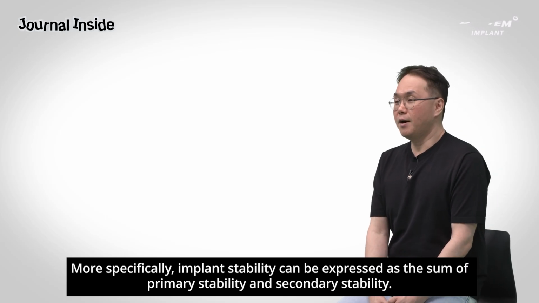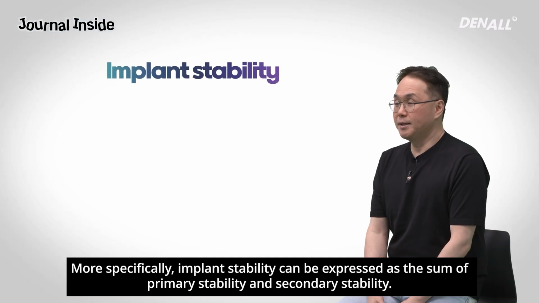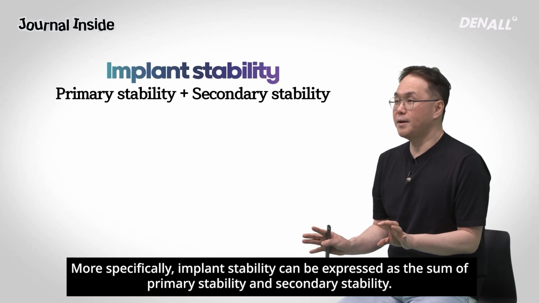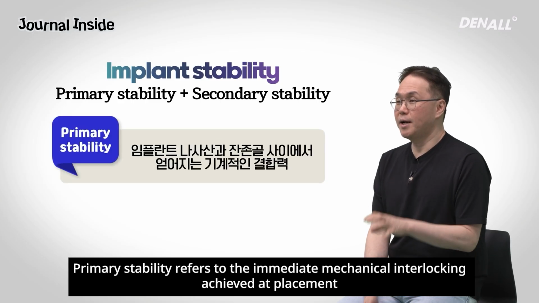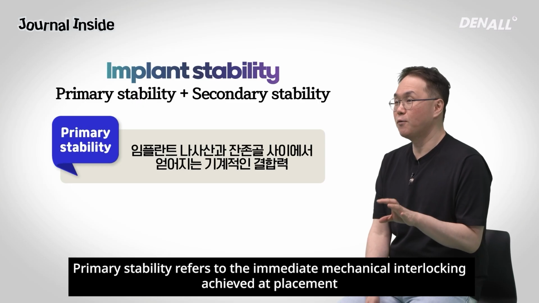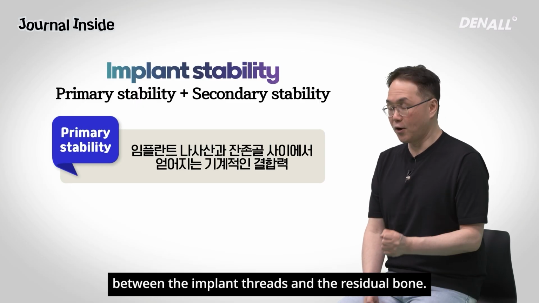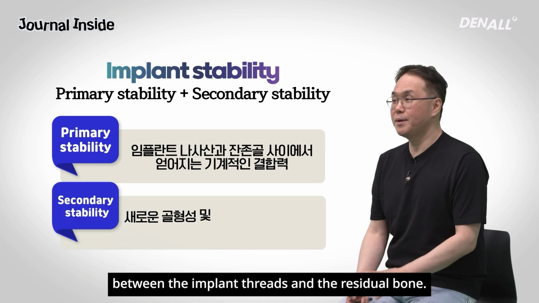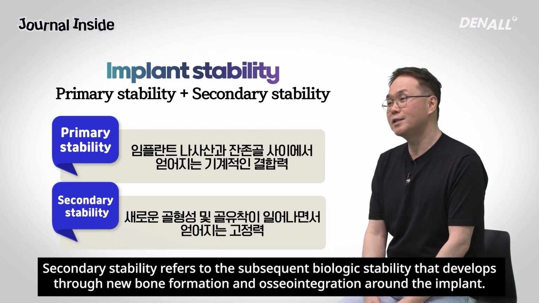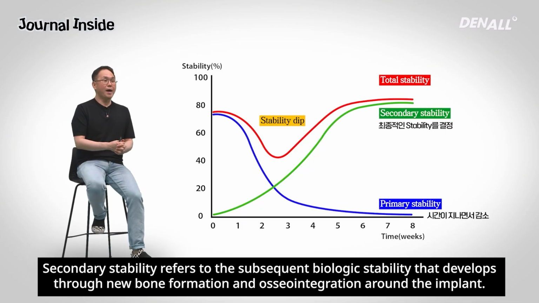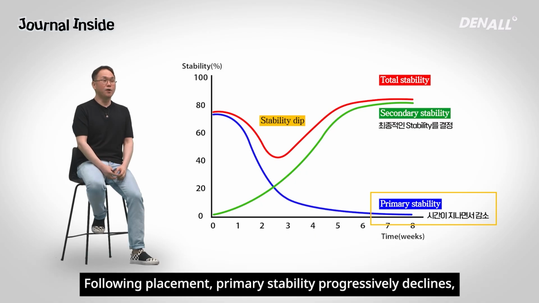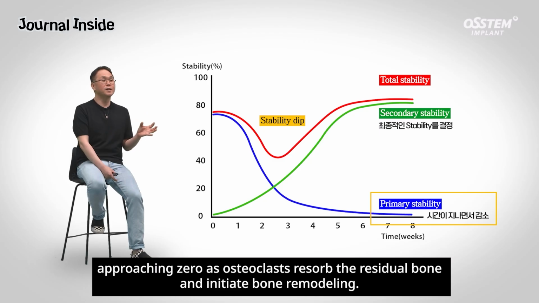More specifically, implant stability can be expressed as the sum of primary stability and secondary stability. Primary stability refers to the immediate mechanical interlocking achieved at placement between the implant threads and the residual bone. Secondary stability refers to the subsequent biologic stability that develops through new bone formation and osseointegration around the implant. Following placement, primary stability progressively declines, approaching 0 as osteoclasts resorb the residual bone and initiate bone remodeling.